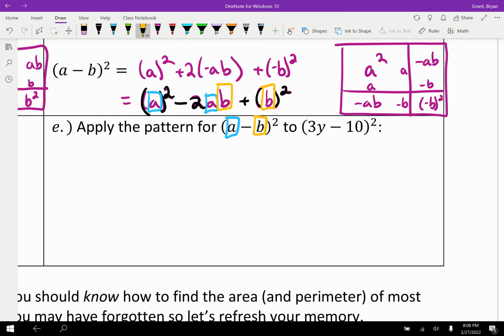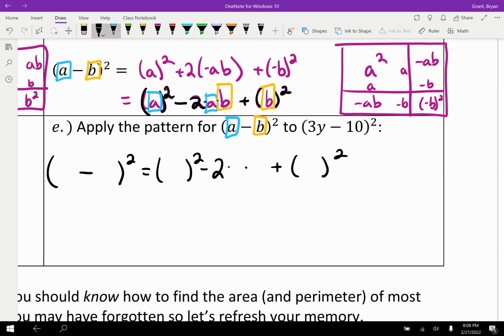Let's write out this pattern. I should have included a and b. There we go. So we have something minus something squared. That's going to equal something squared minus 2 times those two guys in the middle, plus something squared.